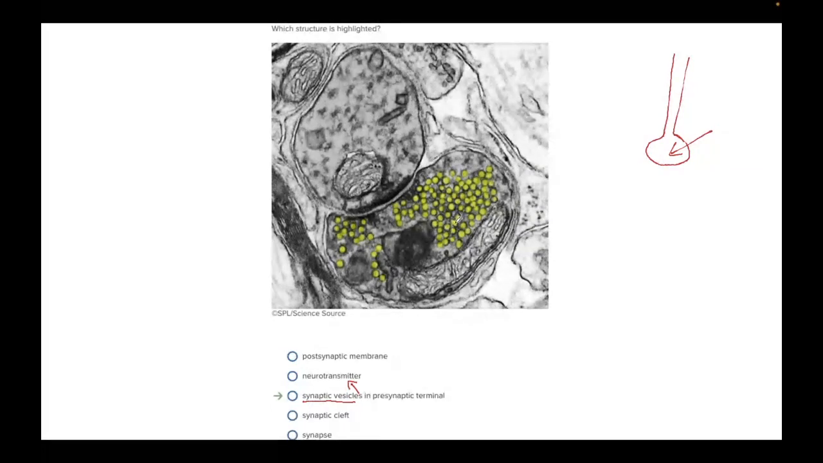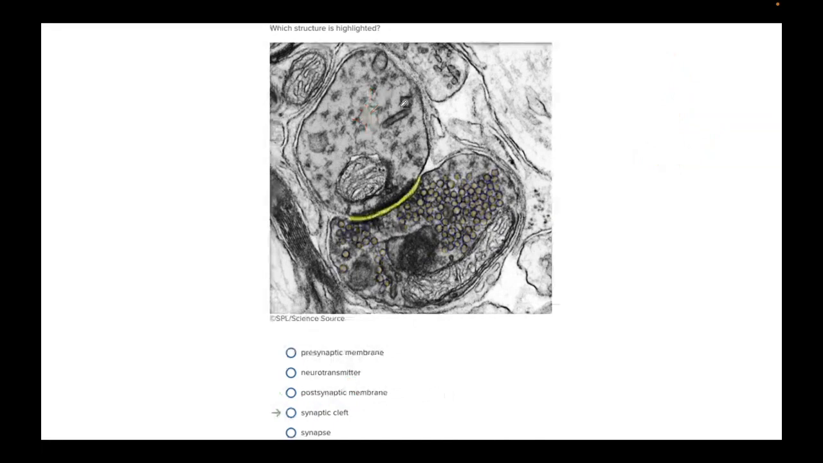Okay, so these are the synaptic vesicles in the presynaptic terminal. On this side, this is the postsynaptic. So now this is presynaptic, this is postsynaptic. What's that space between the both? Well, that's the cleft. That's the synaptic cleft.